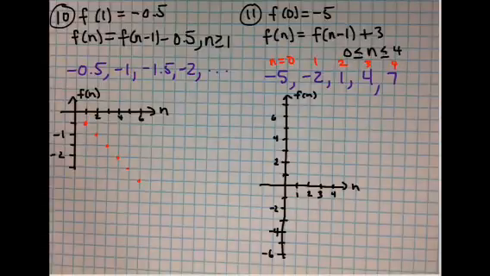So when n is 0, you get -5. When n is 1, you get -2. When n is 2, you get 1. When n is 3, you get 4. And when n is 4, you get 7.